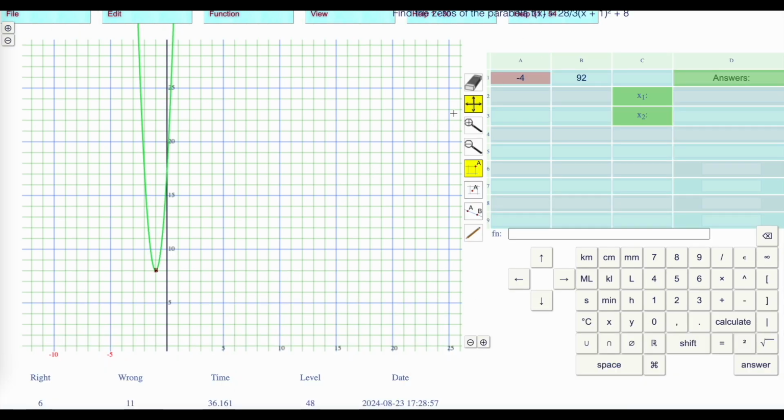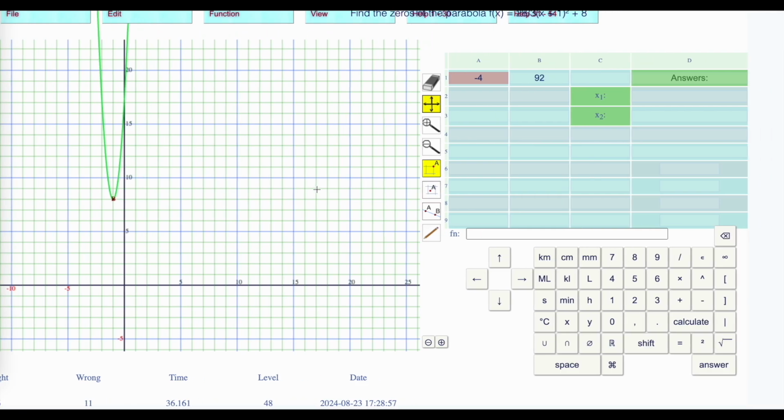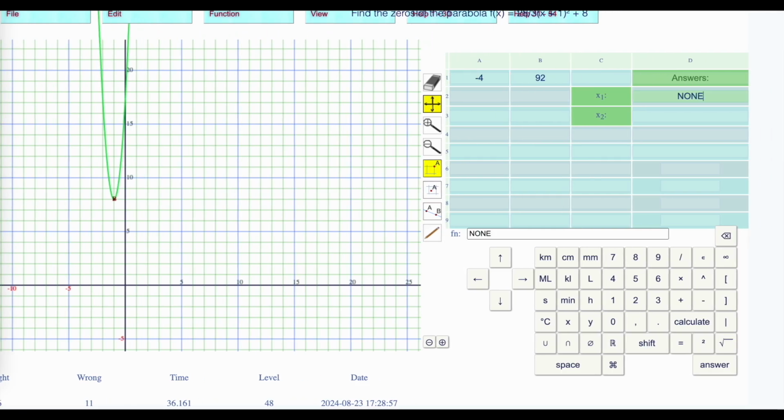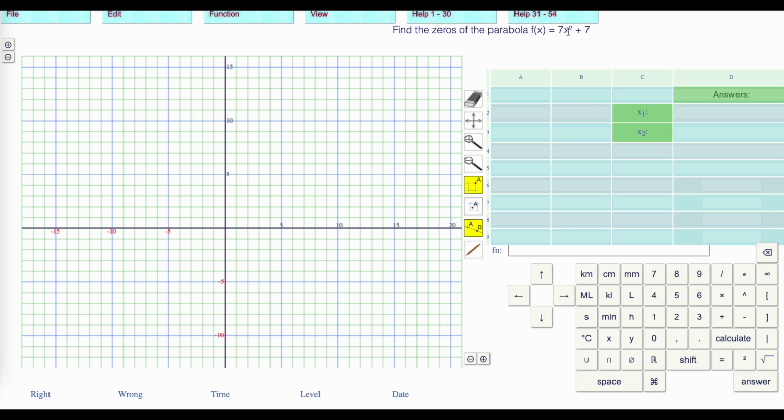Did we have to graph this exactly? No, we could have just. Okay, the vertex is here. It's opening up. There are no zeros. None. It has a vertex of 0, positive 7. It is opening up. We're not going to have a 0.